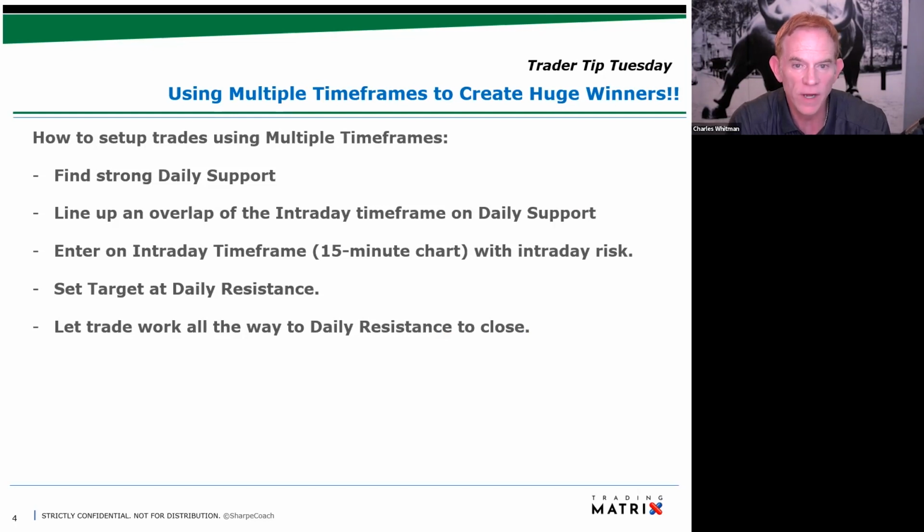So an example might be we find strong daily support. We find that strong daily support, we line up an overlap of the intraday time frame on daily support. So if we could enter on an intraday time frame, let's say a 15-minute chart, and take an intraday risk of a 15-minute bar and set our target at daily resistance, then we could let the trade work and go all the way from daily support to daily resistance, risking the risk from a 15-minute bar, but catching a daily range. And that sets us up with a huge R winning trade.